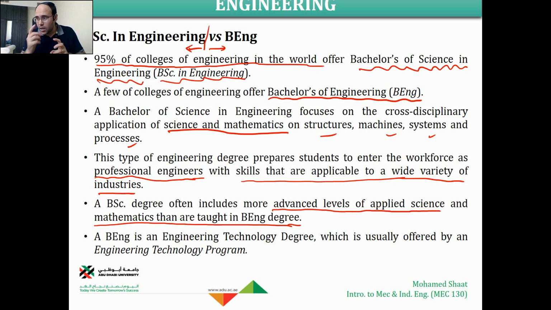This is the difference. So there is a very slight difference between the two bachelors, between the two programs, whatever it is, Bachelor of Science or Bachelor of Engineering. Make sense? So a Bachelor of Engineering is an engineering technology degree. It is more to be qualified or considered as a technology degree, engineering technology, not an engineering degree. There is also a difference between engineering technology degrees.